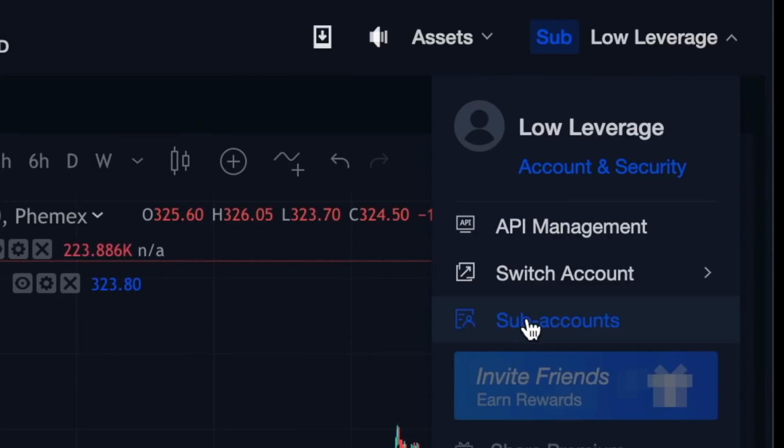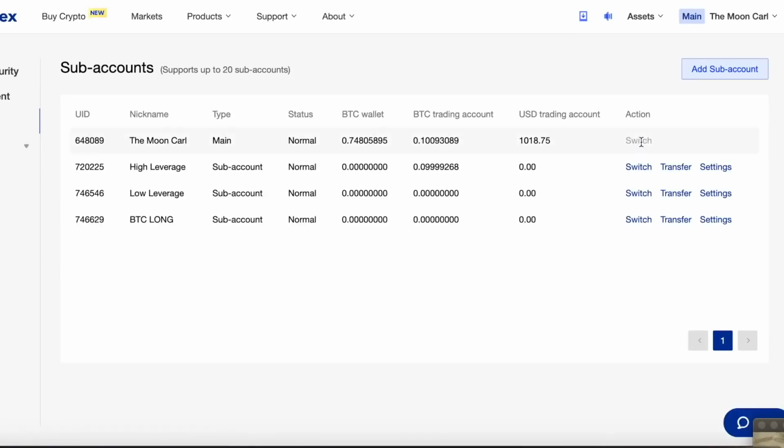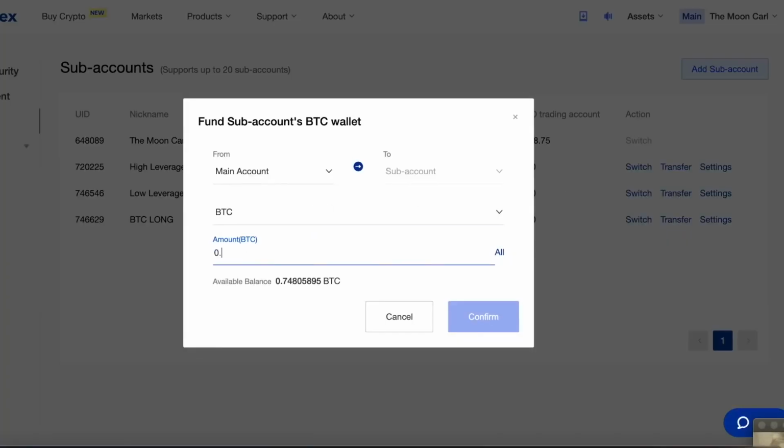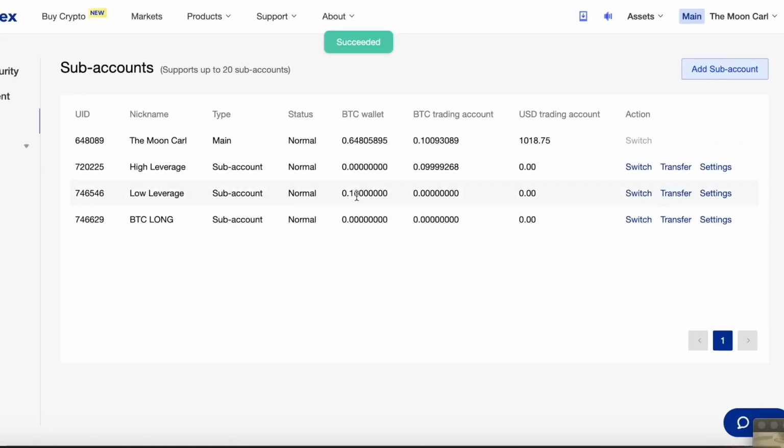Let's click sub accounts. Now we're back to this page. And now we have to switch back to our main account. So click switch. And now that I am on my main account, I can click transfer here to my low leverage sub account. I click right there. Let's say I want to transfer 0.1 Bitcoin. I click confirm. Now I have 0.1 Bitcoin.